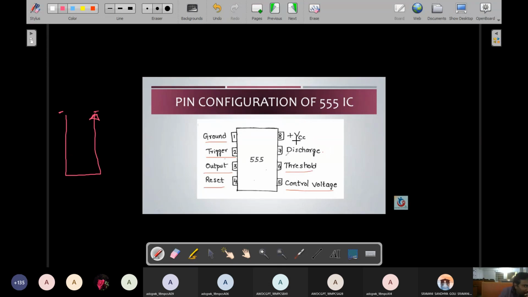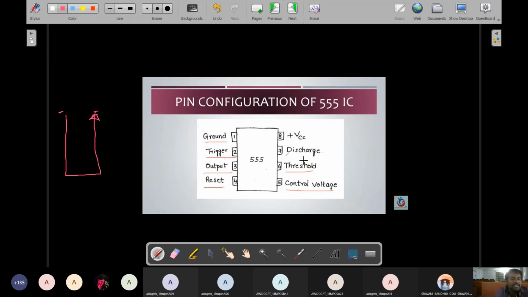And the eighth pin is the power supply. We need this power supply. I'll write every pin here along with its working. Please remember these pins. First pin is ground, second pin is trigger, third pin is output, fourth pin is reset, fifth pin is control voltage, sixth pin is threshold voltage, seventh pin is discharge, and the last, eighth pin, is the power supply. We want to give a power supply to the device, and for that purpose we use the plus VCC.